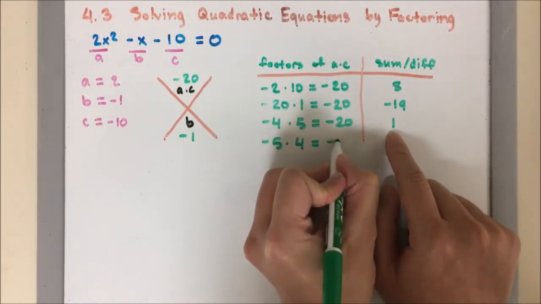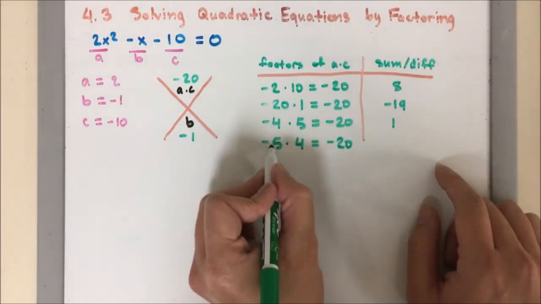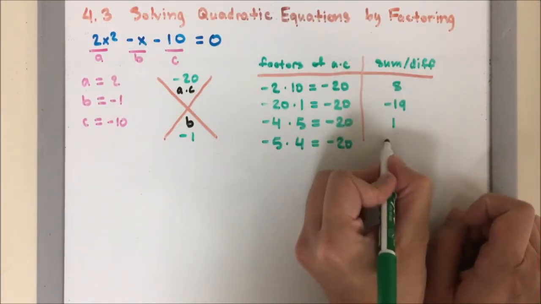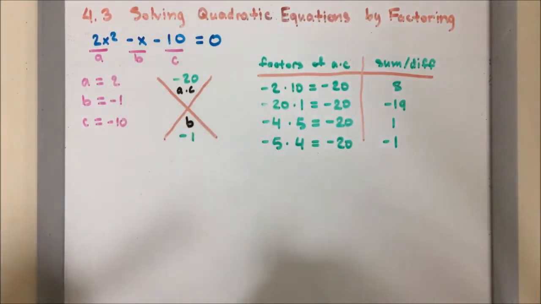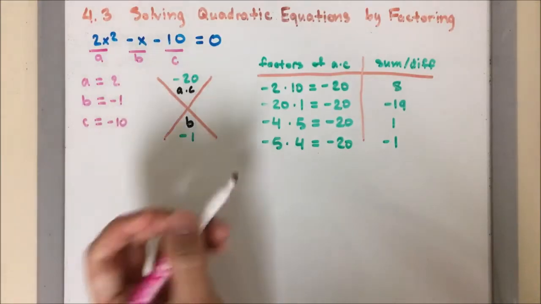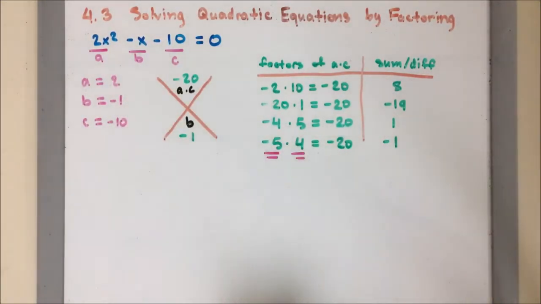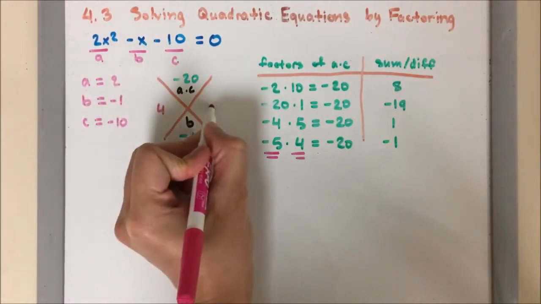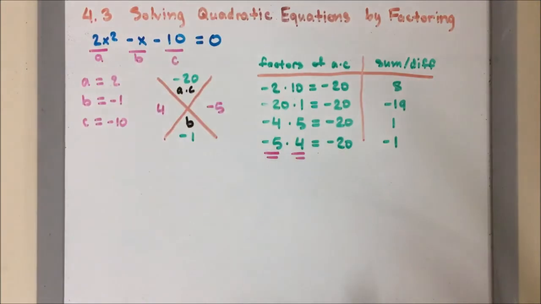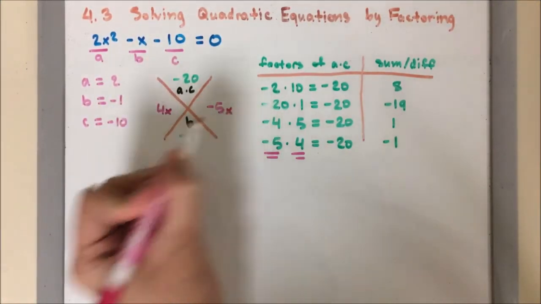Again, when you multiply, it gives me negative 20. And then when I combine negative 5 with positive 4, my sum and difference is negative 1. So I just found the correct pair of factors, negative 5 and positive 4. So I'm going to write 4 right here and then negative 5. And then what I'm going to include is the x with these two factors.